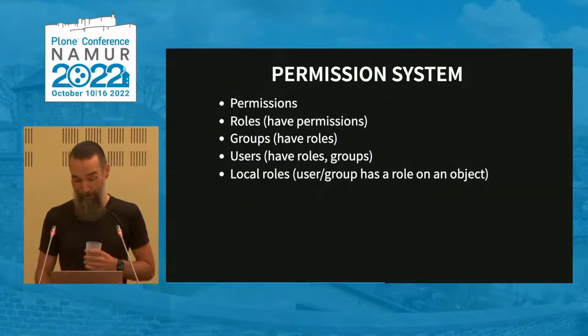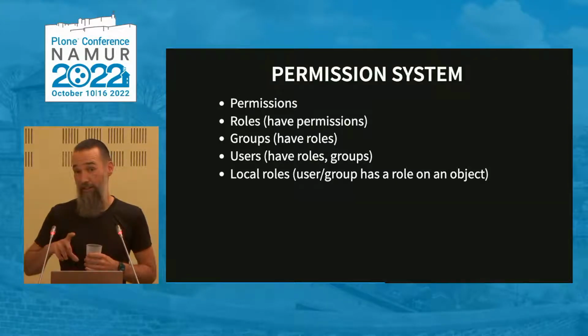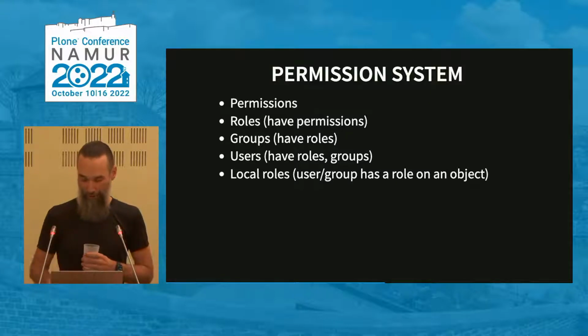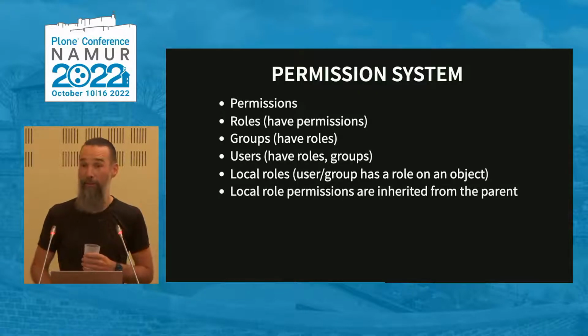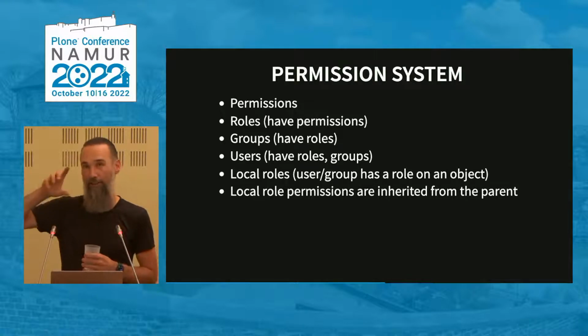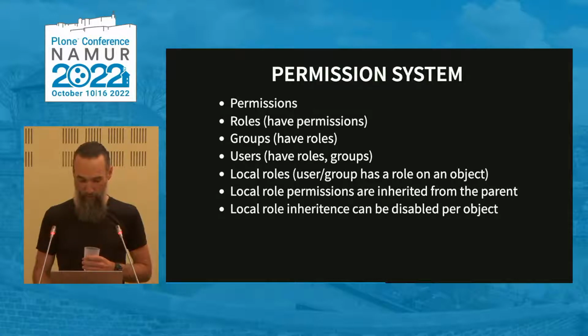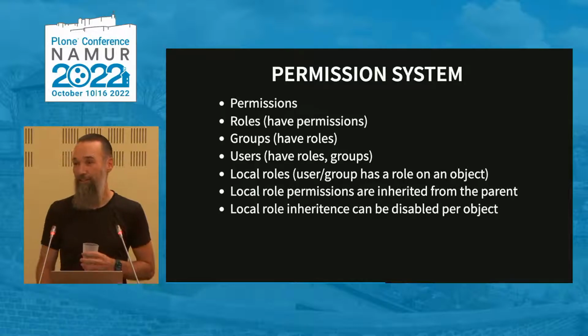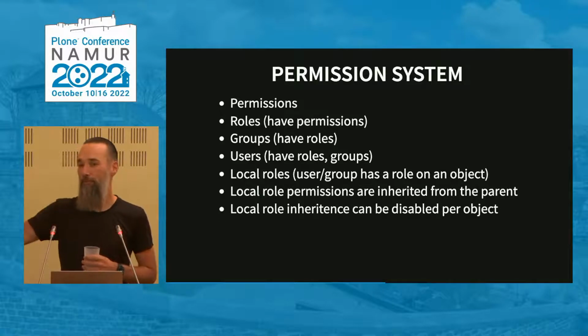Then we have local roles. So we have a user and a group which are assigned a role on a specific object, which is also inherited by the children. So you also have to do a lot of traversing to determine whether or not you have permission. And to make things worse, you can also disable the inheritance, so you can actually say don't inherit all the permissions.